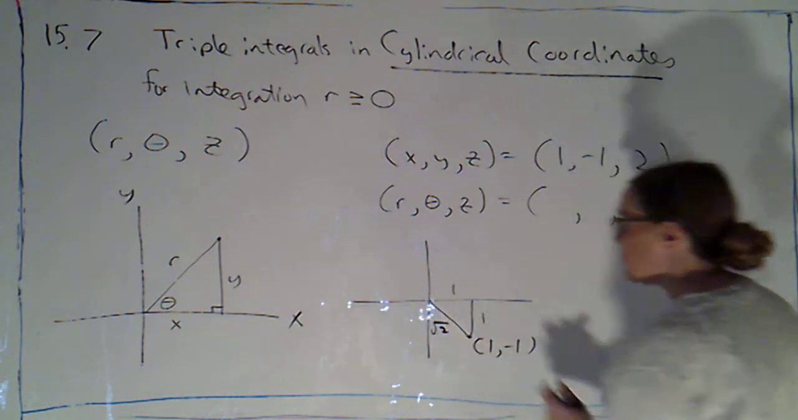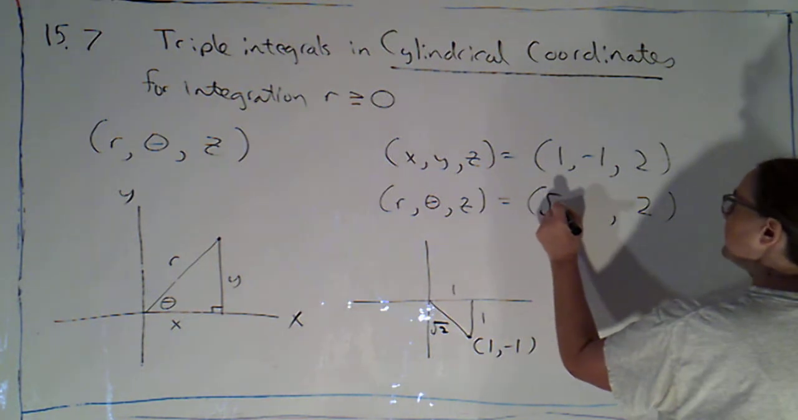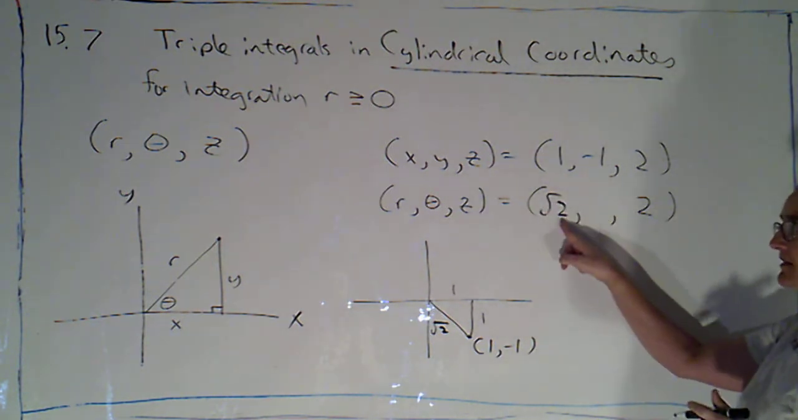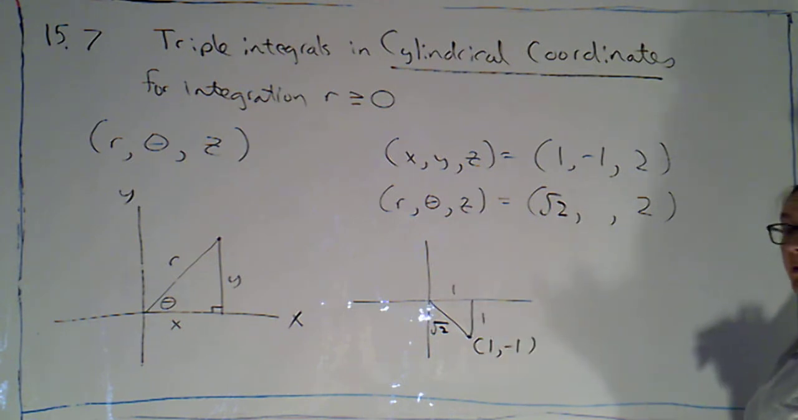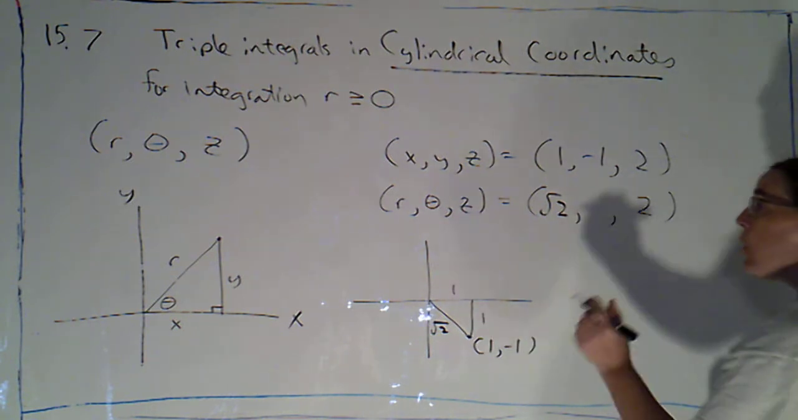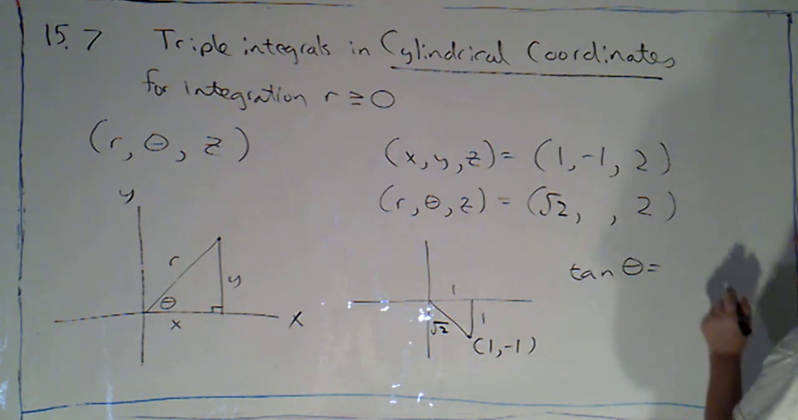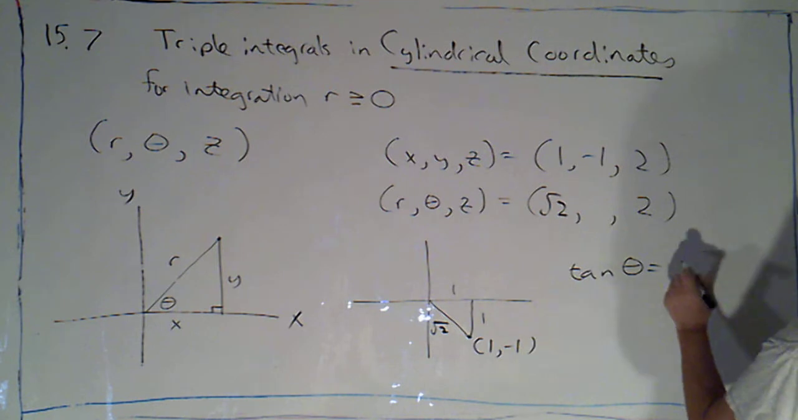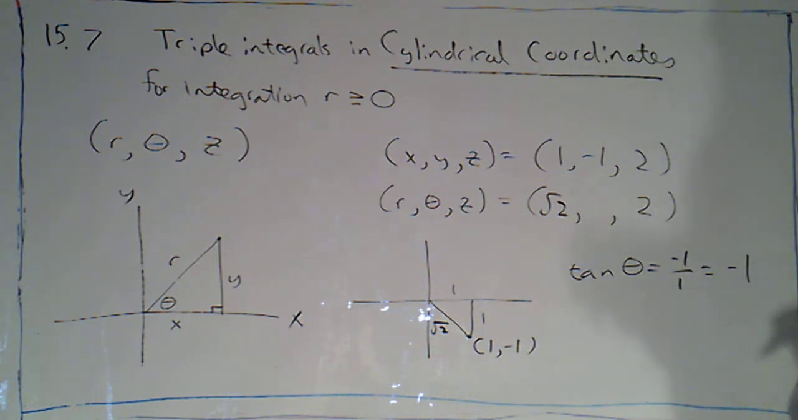That's just going to be the square root of 2. I'm choosing to make that positive. By choosing to make r positive, I'm committing to my theta being an angle that will land me in quadrant 4. What I know is that tangent of theta is going to have to equal y over x, so that would be negative 1 over 1, which is negative 1.